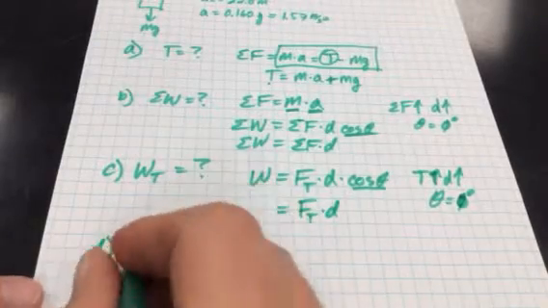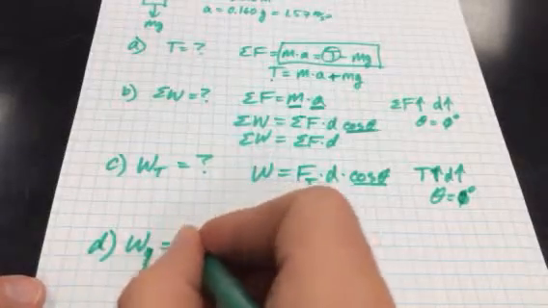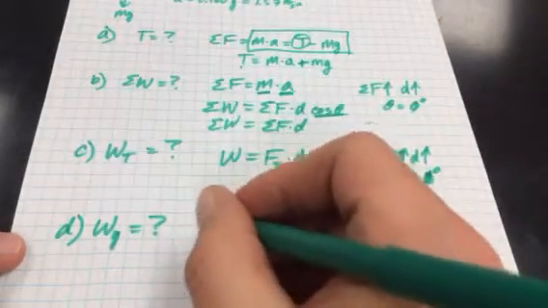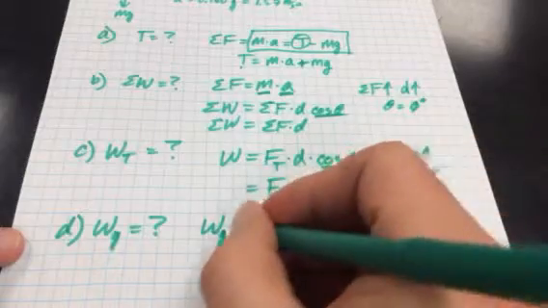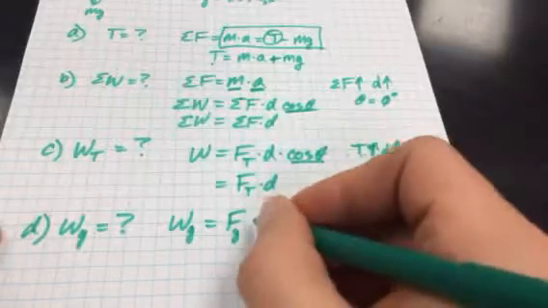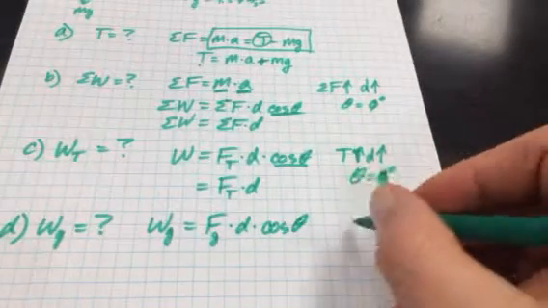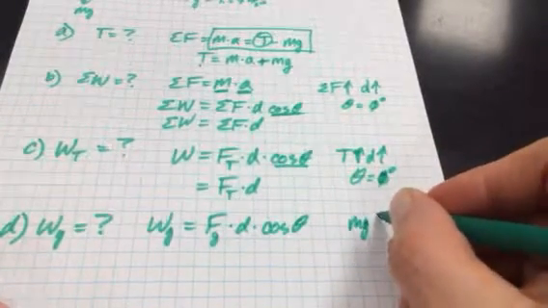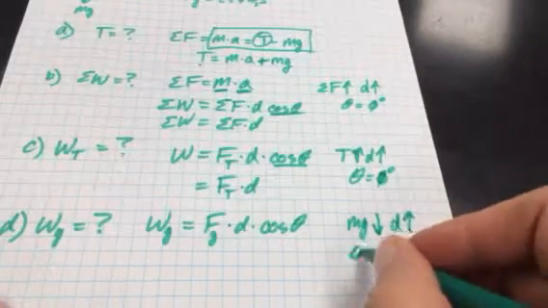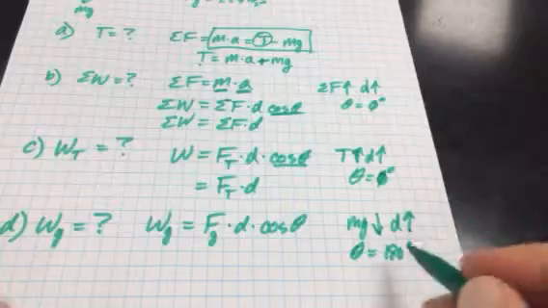Part D. In part D, we're asked to find the amount of work done by gravity. Well, if I want to know the amount of work done by gravity, I need to know the force of gravity. Work done by gravity is going to be equal to the force of gravity times the distance times the cosine of the angle. Now in this case, gravity, mg, is acting downward, but that mass is moving upward. They're in the opposite direction. So now my angle is 180 degrees. Because remember, that's the angle between the force and the displacement.